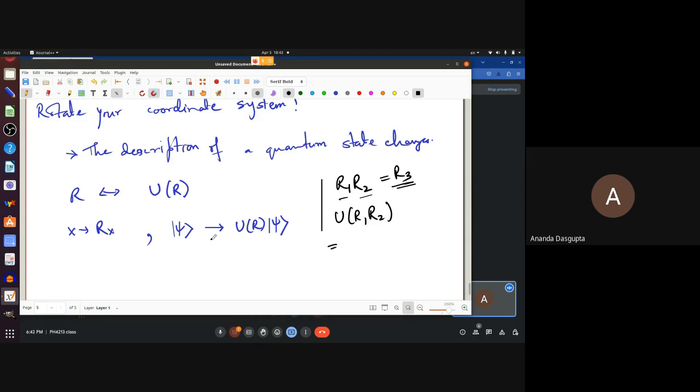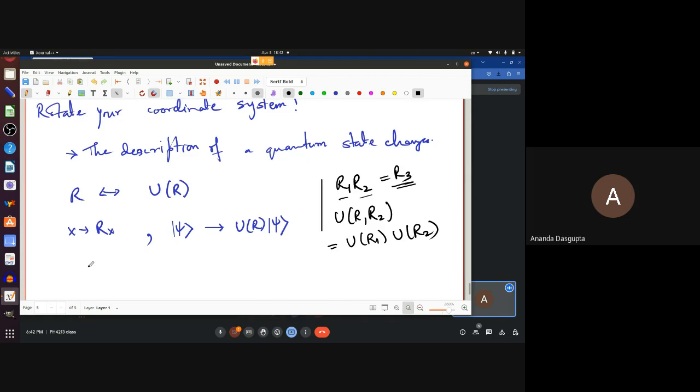Now, if you were to do this in 2 steps instead of doing R3 in 1 step, doing R2 first and then R1: when you did R2, the state would change to UR2 psi. Then you did R1, and UR2 psi would change to UR1 acting on that. So you should have this. Yes or no? Yes. But can you see a gap in this argument? There is a gap in this argument.